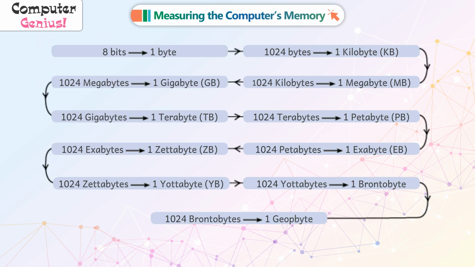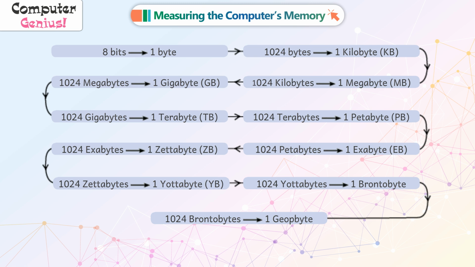8 bits is 1 byte. 1024 bytes is 1 kilobyte, KB. 1024 kilobytes is 1 megabyte, MB. 1024 megabytes is 1 gigabyte, GB. 1024 gigabytes is 1 terabyte, TB.